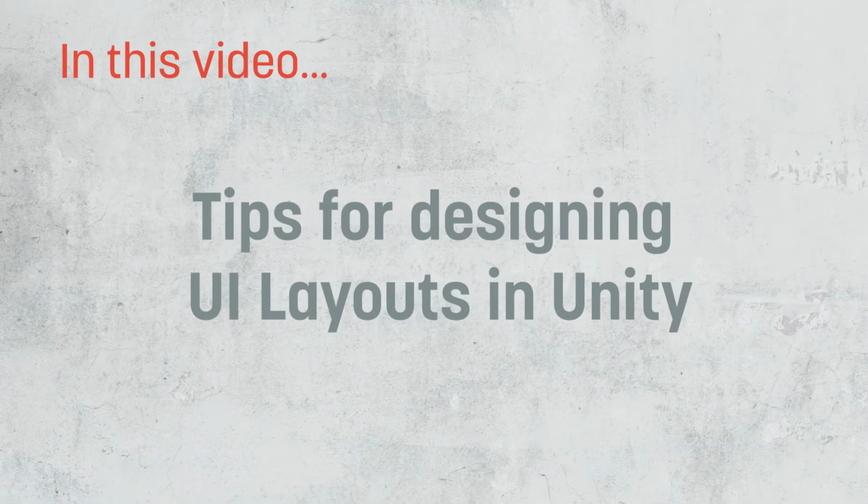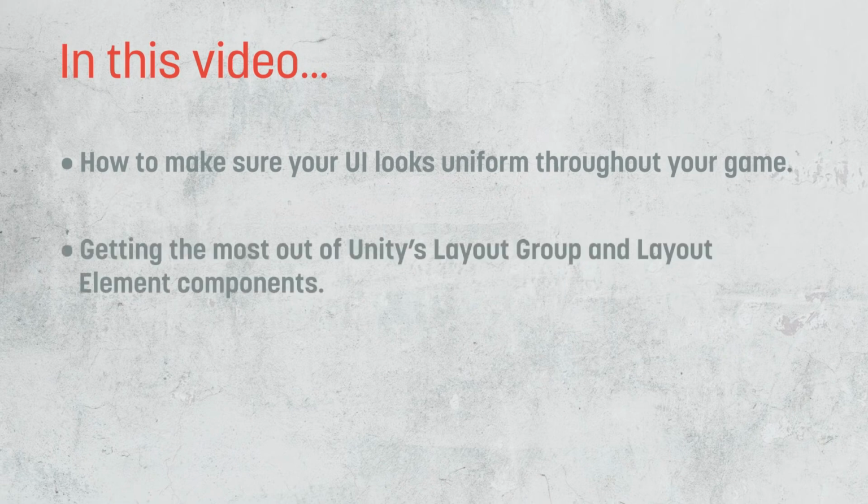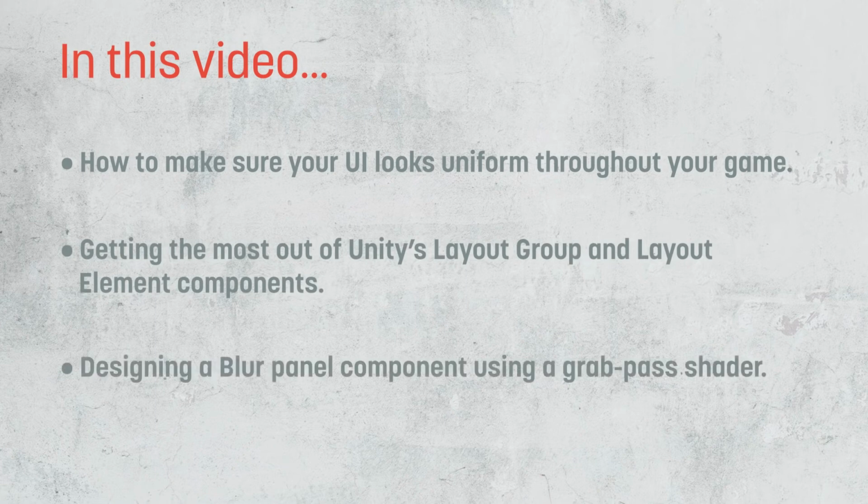In this video, we're going to take a look at some of the best practices I like to abide by when designing a UI in Unity. We're going to look at how we can make sure that our UI is visually pleasing by defining a strict set of colors to use. We'll then explore Unity's UI layout system and how some of the components work together, and finally, we'll explore how we can build our own blur panel component to use within our UI.